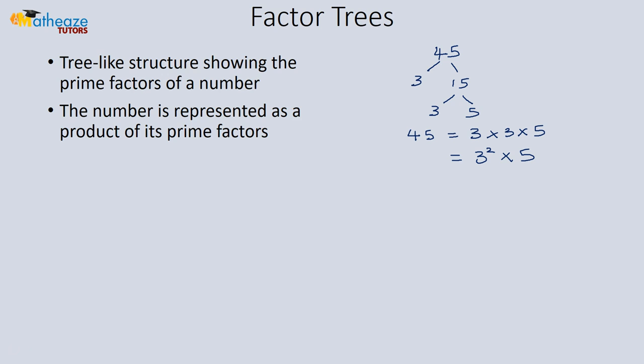Let's try one more example here. Let's try 63. So 3 and 21, 3 and 7. An important thing to note here is that in this factor tree, all the factors right here are prime numbers. So what we have here is 63 equal to 3 times 3 times 7, which is 3 appears twice, times 7.